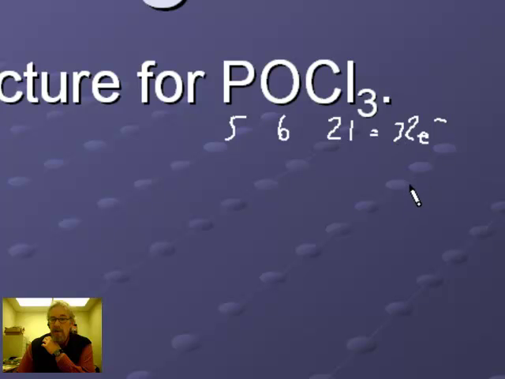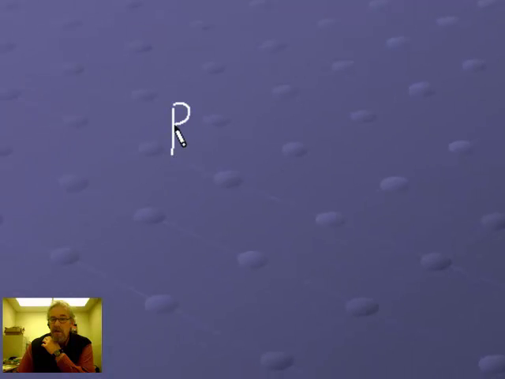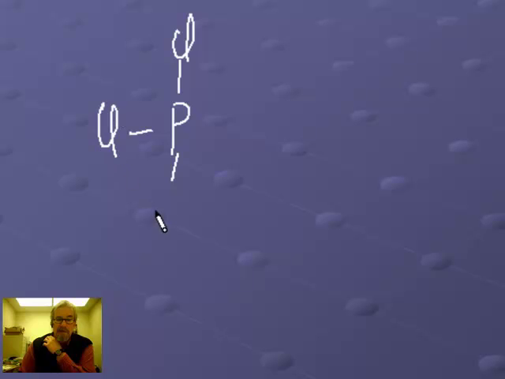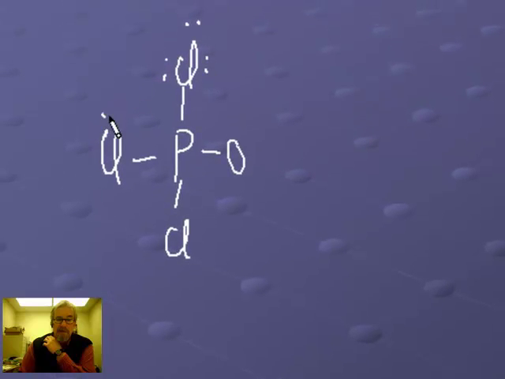Phosphorus is closest to the middle of the table, so I'll put that in the middle, and I'll surround it by 3 Cl's and an O. And then I'll fill octets. 3 pairs on chlorine in 3 places, and 3 pairs on oxygen. Now everything's stable, it's got a full octet. I'll count to make sure I have 32.